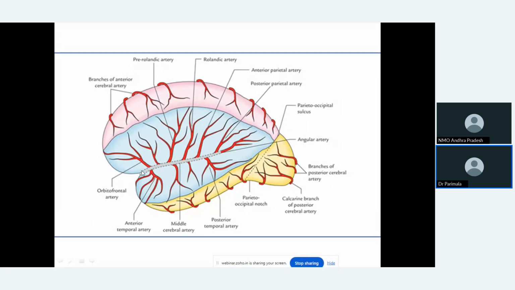So the middle cerebral artery runs in the posterior ramus of lateral sulcus. I think you remember here, this is lateral sulcus. So this middle cerebral artery gives rise to branches called Rolandic artery, means central sulcus artery. Pre-Rolandic artery, pre-central. Rolandic is a name given to central sulcus. So Rolandic artery, pre-Rolandic artery, post-Rolandic artery, parietal arteries, temporal arteries, anterior, posterior, orbitofrontal artery. These are the branches of middle cerebral artery which supply major part of the supralateral surface except the lower limb area.